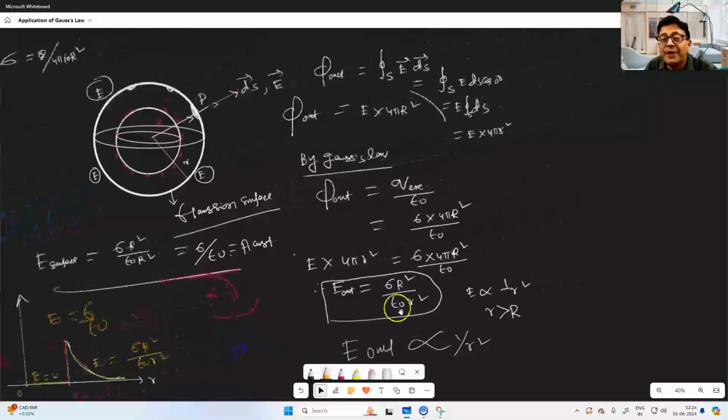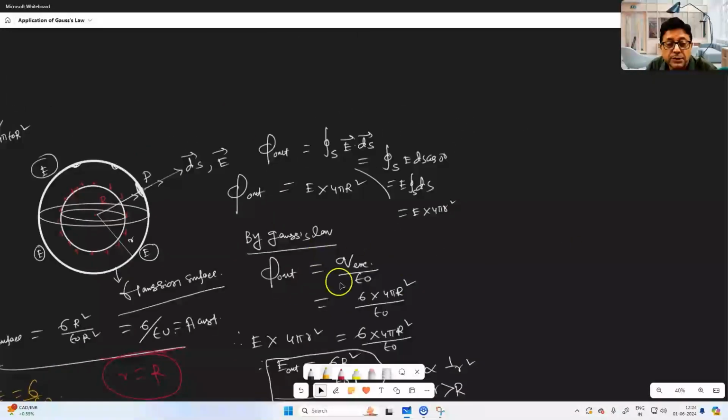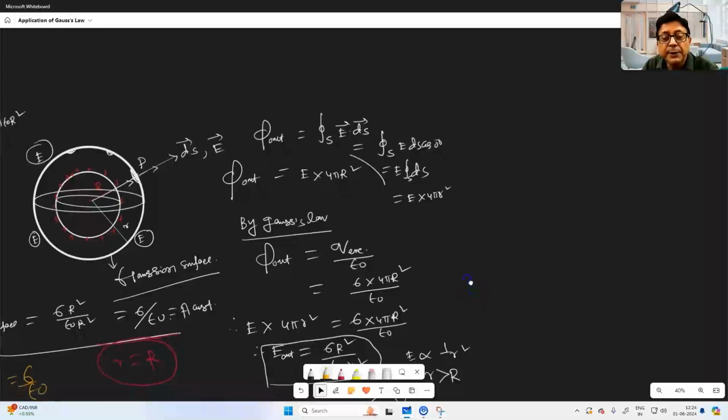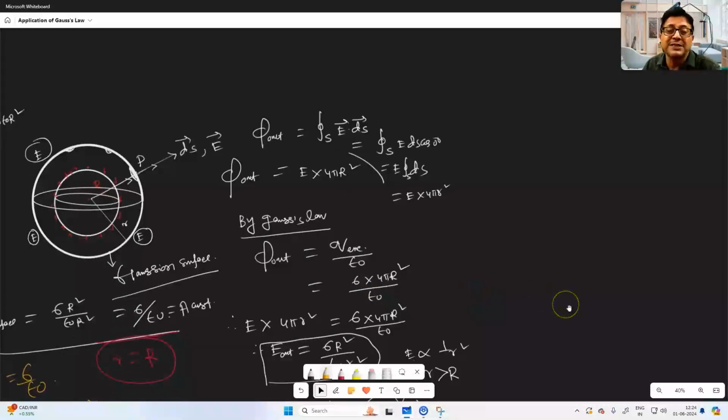And one very important concept, or idea, we get here. What is that? If we are not putting the value of sigma, see in our calculation, phi out is what? Q enclosed by epsilon 0. We are not planning to put the value of Q enclosed. Phi out is what? E into 4 pi r square.